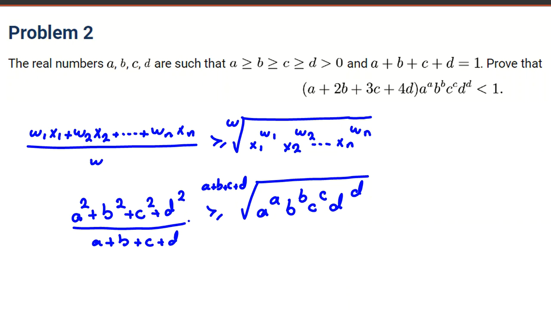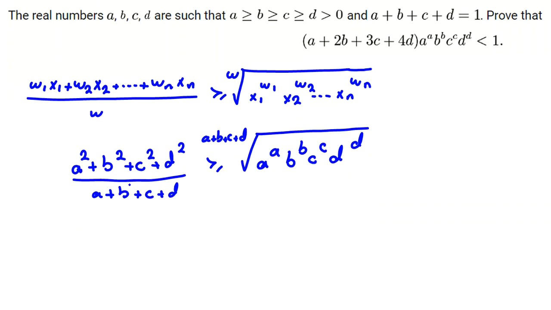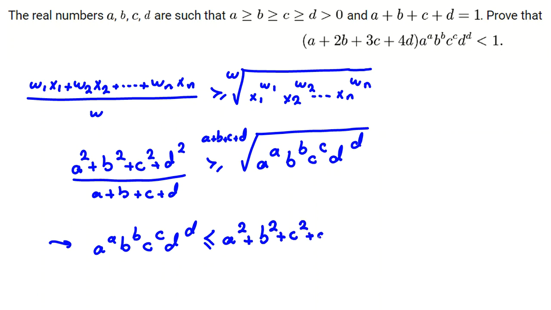We know a plus b plus c plus d is equal to 1, so the denominator is 1. So we've concluded that a to the a, b to the b, c to the c, and d to the d is less than or equal to a squared plus b squared plus c squared plus d squared. So if we prove this part times this is less than 1, the problem will be solved.